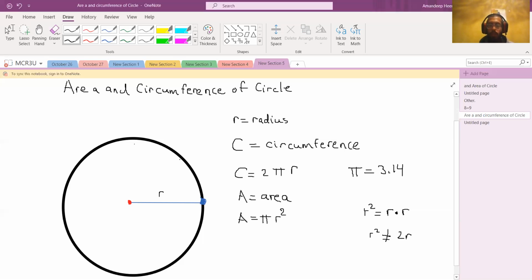R to the power of 2 is r times r. R to the power of 2 is not 2 times r. Okay? And I'll show you an example of this. So remember this. R to the power of 2 is not 2 times r. R to the power of 2 is r times r. Does that make sense, everybody? Good. Okay? And again, that's the formula. Now let's give an example to illustrate this.